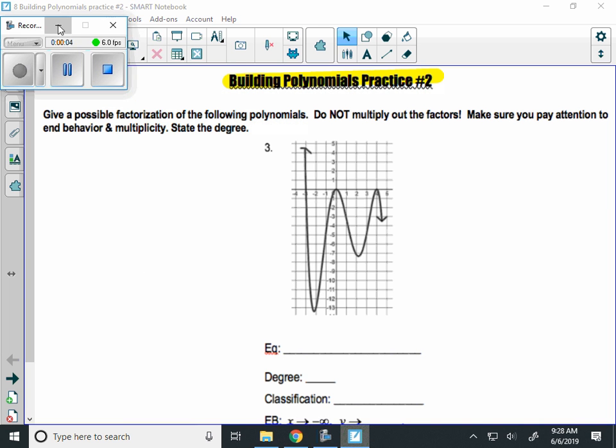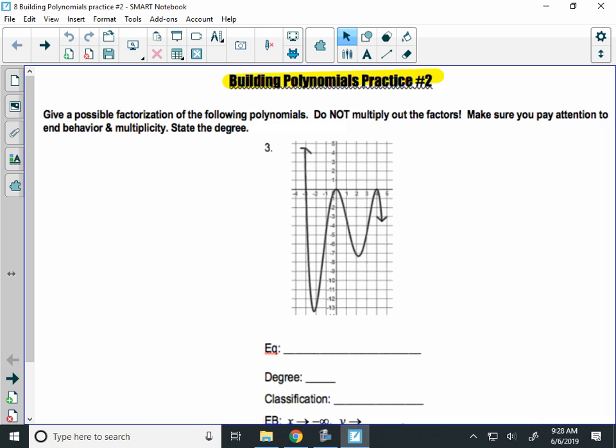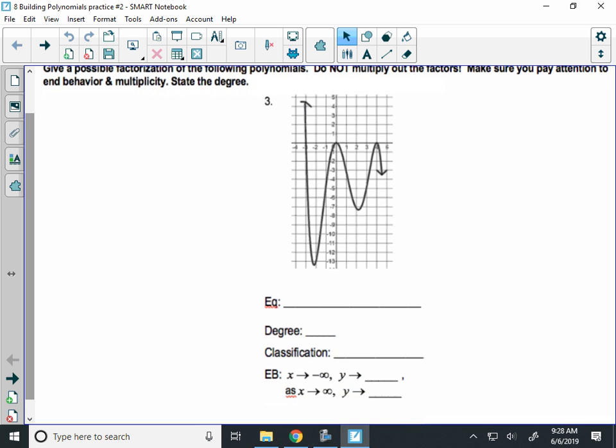Number 2 for building polynomials. We'll start with number 3 again. We're going to write an equation in factor form. So in order to write factor form, you have to know where your roots are. The first root's at -3, so our factor is going to be x plus 3. It cuts right through, so it has a multiplicity of 1. You don't have to write the 1, I'm going to.